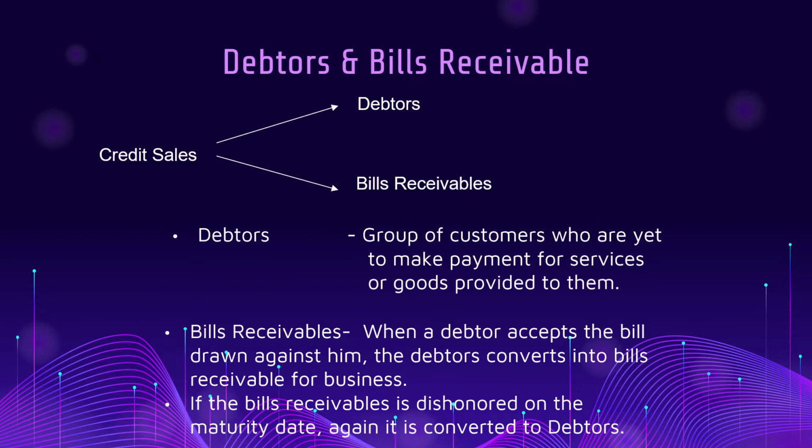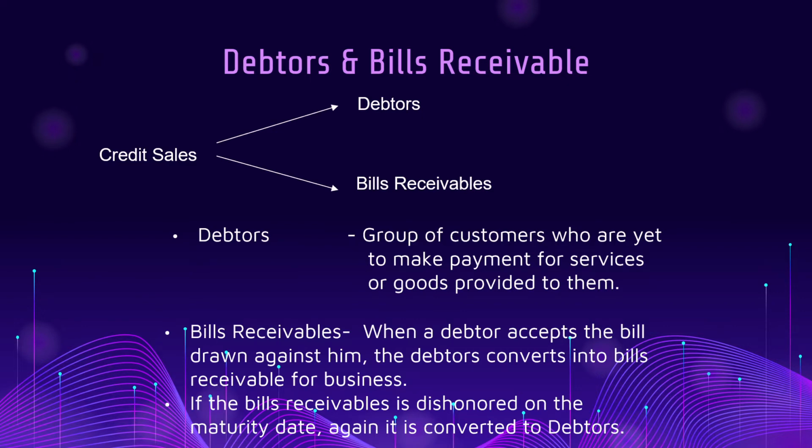So these debtors and bills receivable are connected, and these two arise when credit sales are made. When the credit sales are made, debtors are coming. When the business draws bills on the debtor and the debtor accepts the bill, then these debtors will be converted into bills receivable. If the bills receivable is not honored on the maturity date, that is, if it is dishonored, then again it is converted to debtors account. That is what we are going to see in the preparation of total debtors account and bills receivable account.